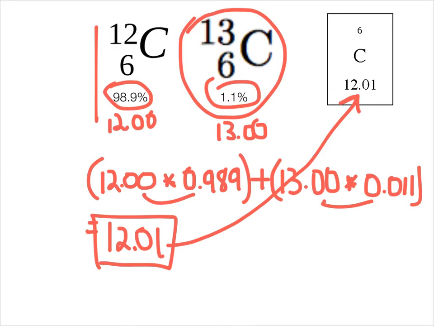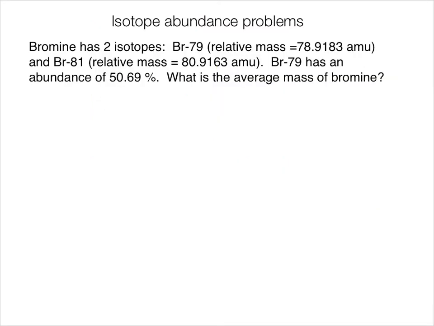They're considered as well. So here's a problem for us to work. Remember the setup we used in the last problem? We're going to do the same thing here. But this one is about bromine. And it says bromine has 2 isotopes. One of them is called bromine 79. Here's its relative mass. And the other is bromine 81. Here's its relative mass. And it tells us that bromine 79 has an abundance of 50.69.